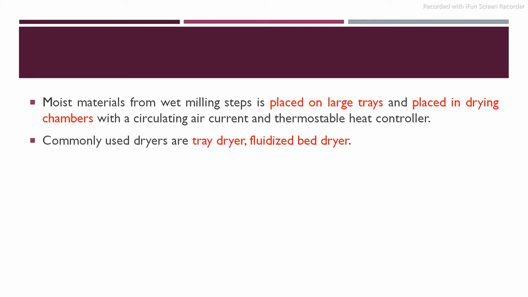Generally the dryers we use are the tray dryer and fluidized bed dryer. So why do we keep these granules in a fluidized bed dryer or any dryer like a hot air oven? Whatever binding agents we are using, polyvinyl alcohol or the starch paste or water, whatever solvents we are using for granulation purpose, we have to evaporate this solvent, so that finally we will have dried granules which will be ready for compression.